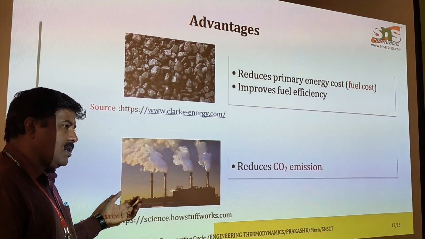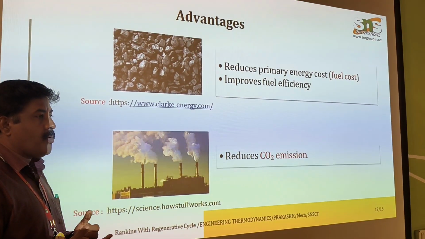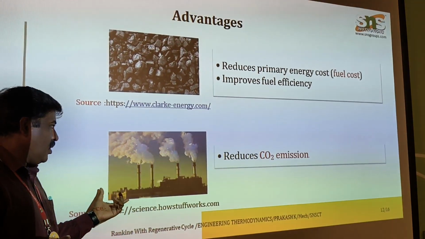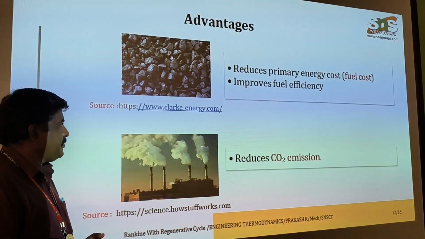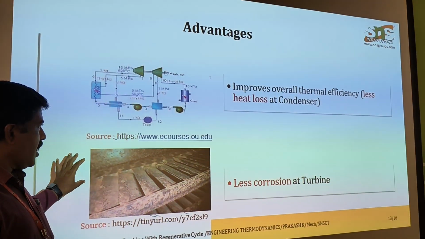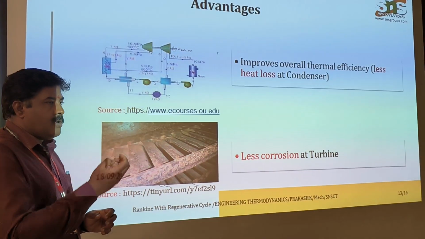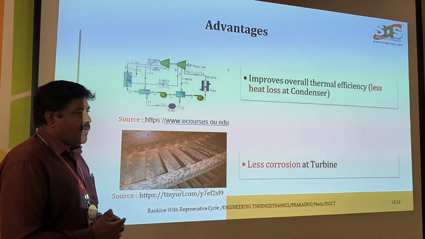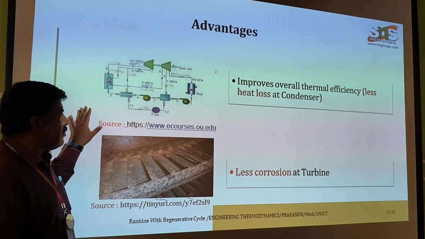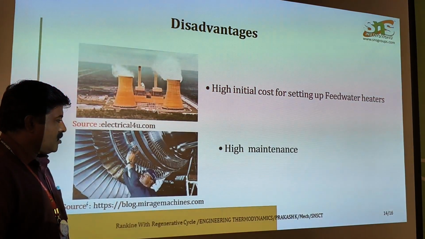And emission is the major concern today. We have to extend our support to our environment. So by using the regenerative cycle, CO2 emissions are reduced. And as we said, the heat loss in the condenser is reduced because by using the bleed steam, we are extracting the heat and using it for feed water heaters. So the overall thermal efficiency is increased and corrosion is also reduced.